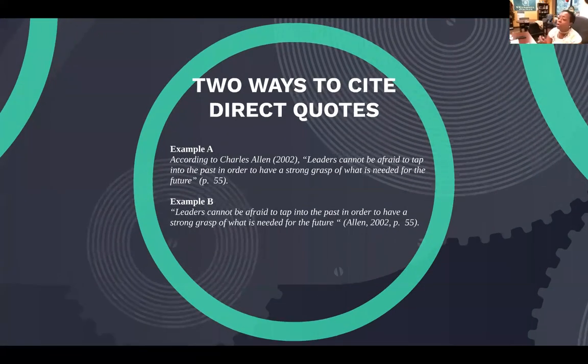Okay, so those are two examples of how to cite direct quotes. Now notice example A was the example that we just reviewed together. But notice example B, all of the components are placed at the end of the direct quote. That would be acceptable. You have the author's name, you have the year, you have the page number, and notice the quotations that began the sentence. That would be a correct example as well. So students have two alternatives.